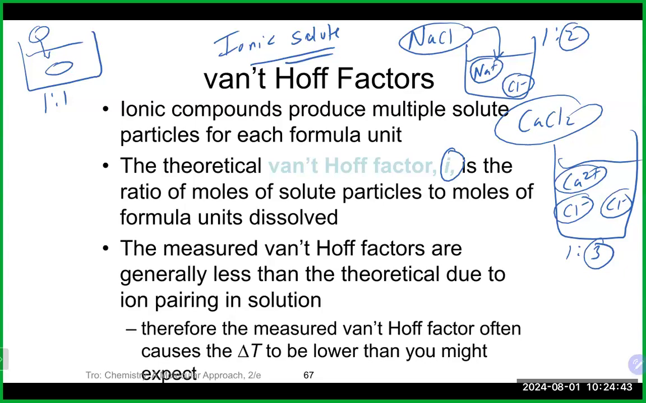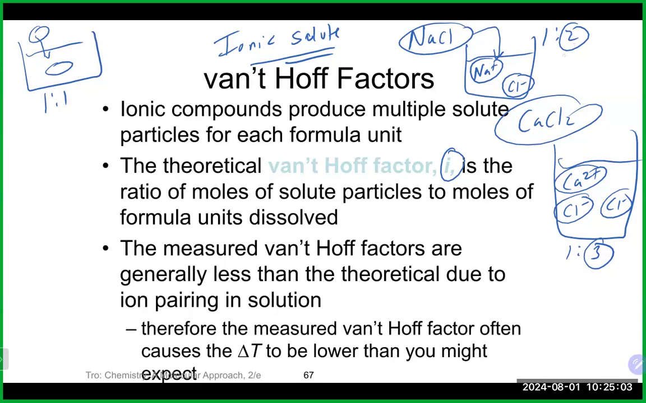And that is what is known as the van't Hoff factor. It's actually a measured value. And if you measure the value, or find it experimentally, it will be different than what you would predict from the actual formula. But in most cases, you can just predict from the formula what the i value would be.